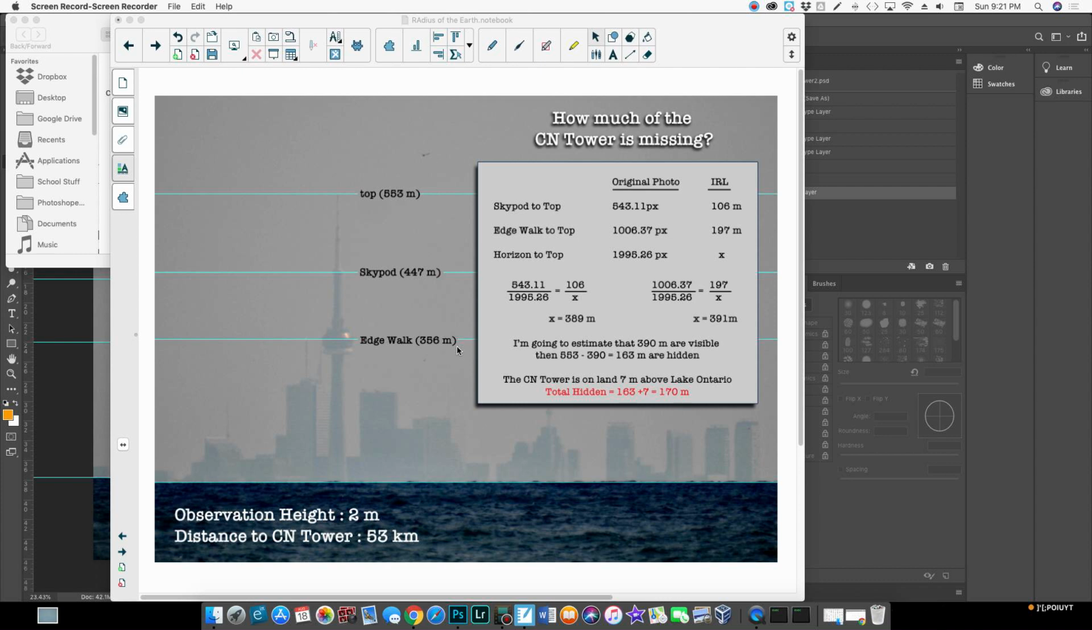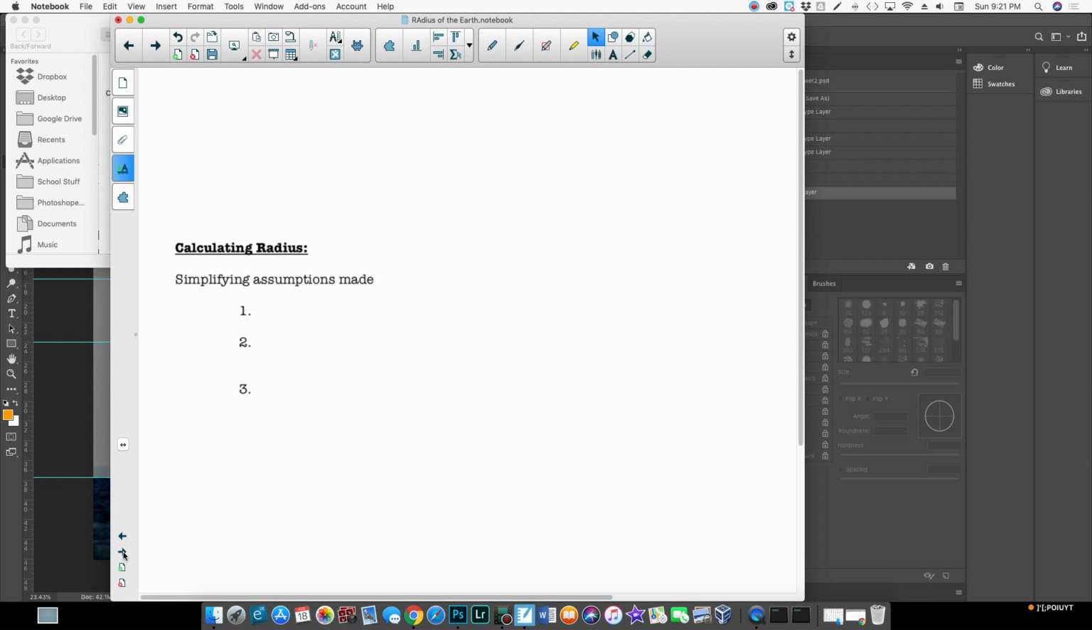I've put on the actual measurements for each of these key points so that you can see where my real life numbers came from. And we're going to use these measurements to actually calculate the radius of the Earth. But first, a couple of assumptions that I have made just to simplify the math a little bit.